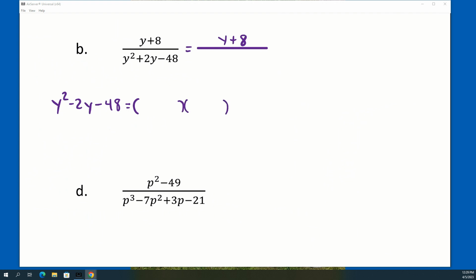And because there's not a number in front of y squared, it's just like 1y squared, we're just going to factor normally, where we'll do our two parentheses. And then since this is a minus, my signs are going to be different, 1 plus and 1 minus. And then we want to multiply to get 48 and subtract to get 2 or negative 2. Can you guys think of numbers that would multiply to get 48 and subtract to get 2?